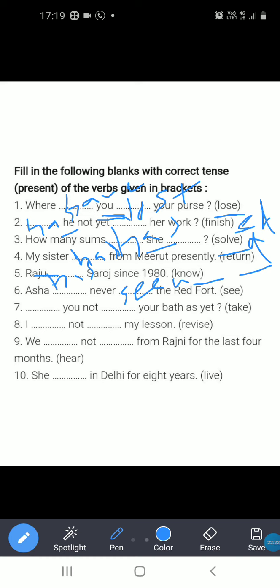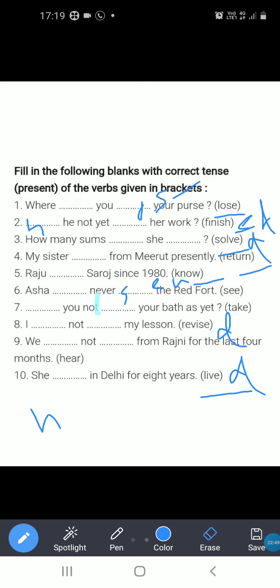Have you not taken your bath as yet? I have not revised my lesson. We have not heard from Rajni for the last 4 months. She has lived in Delhi for 8 years. So this was present perfect tense.